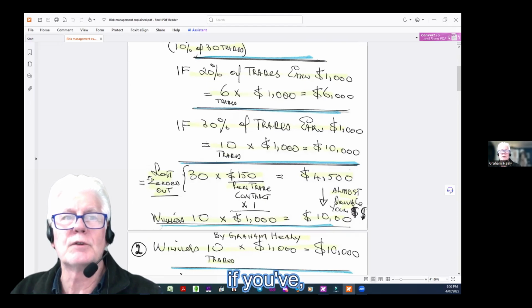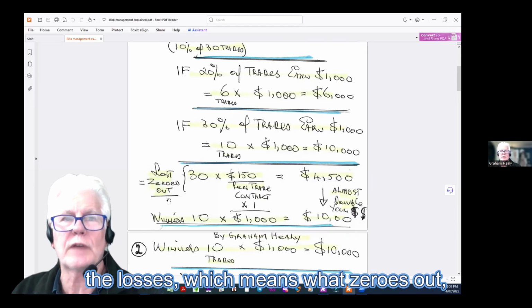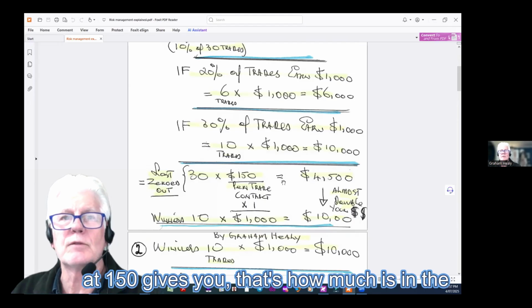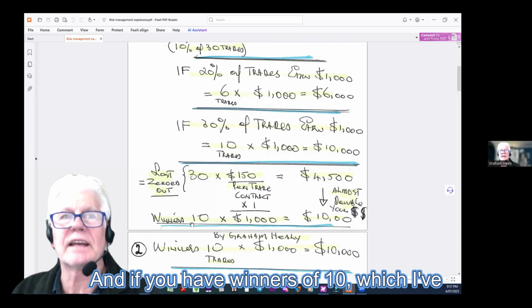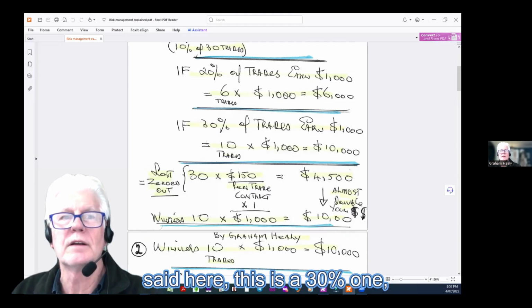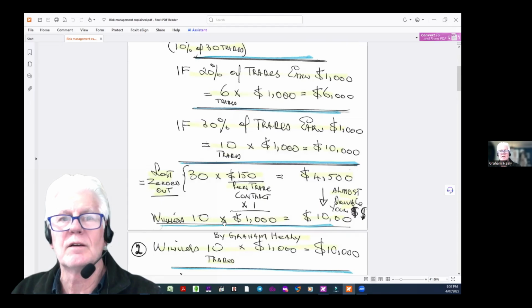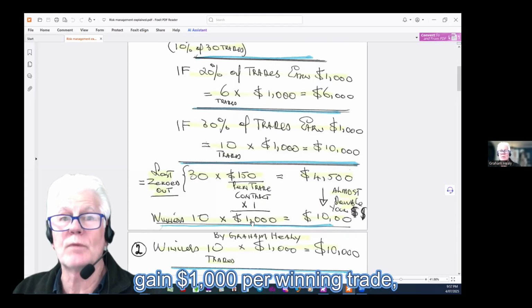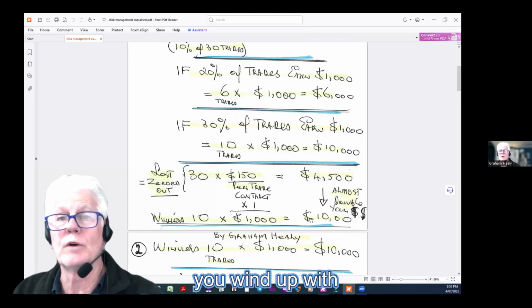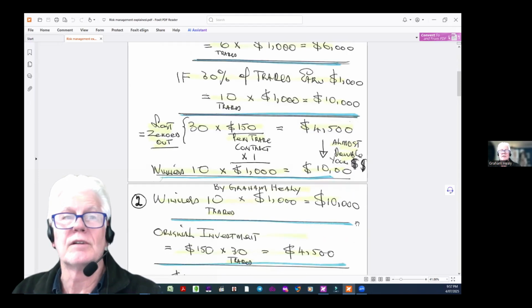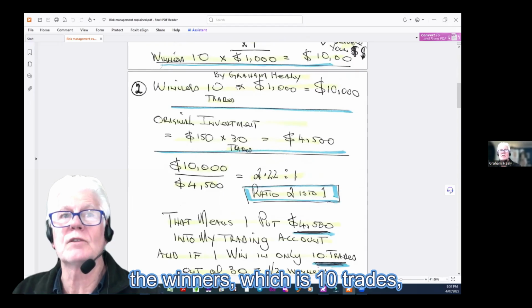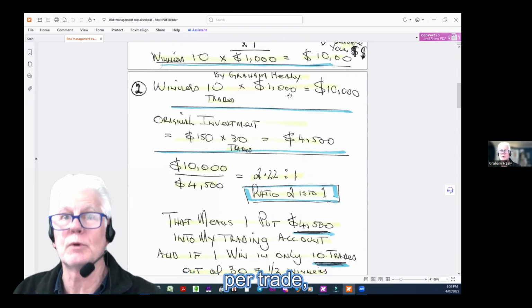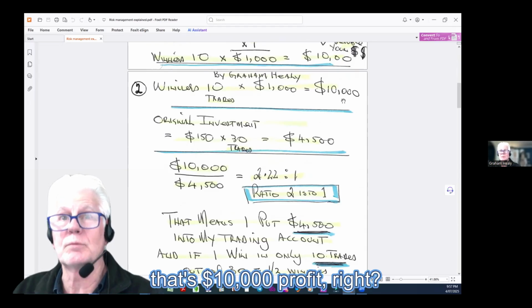So if you've got losses, which zero out, 30 at 150 is how much is in the account. And if you have winners of 10, which I've said here is a 30% one, and you gain $1,000 per winning trade, you wind up with $10,000. Right, now we go on to page 2. So the winners, which is 10 trades, by $1,000 per trade, that's $10,000 profit, right?